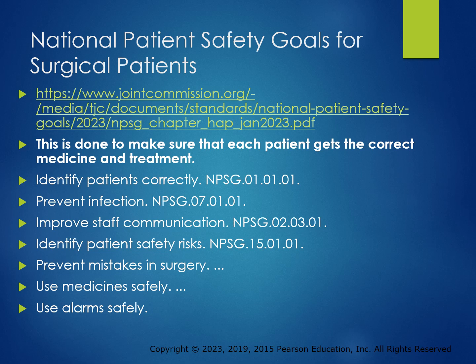That is the key. And I added this slide, the National Patient Safety Goals for Surgical Patients. When you click on this link, it actually takes you to the National Patient Safety Goal for surgery. It says this is done to make sure that each patient gets the correct medicine and treatment, identify patients correctly, prevent infection, improve staff communication, patient safety risks, prevent mistakes in surgery, use medicine safely, and use alarms safely. And this is some of the guidelines. And again, this link takes you straight to that.